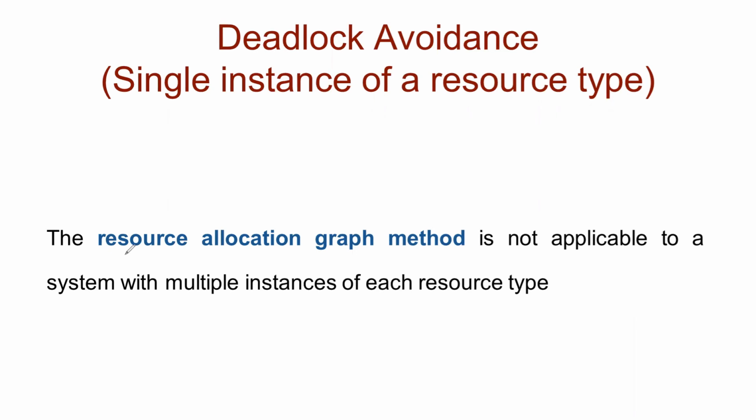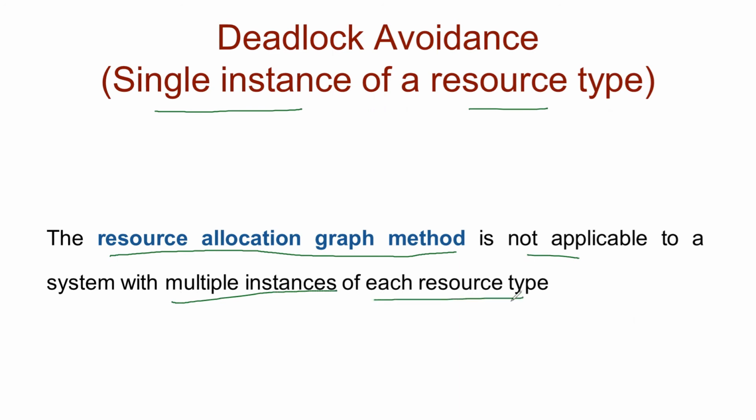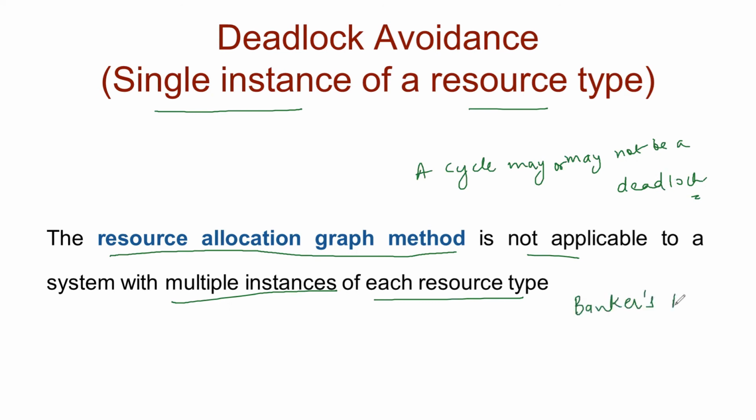We see that the resource allocation graph method is useful when there is a single instance of a resource type. But this method is not applicable if you have multiple instances of each resource type. We have also covered this in previous sessions, in which we saw that when there are multiple instances of a resource, then a cycle may or may not be a deadlock. So if we have multiple instances of each resource type, we have to use another method, and that method is Banker's algorithm. We will cover this algorithm in the next slide.